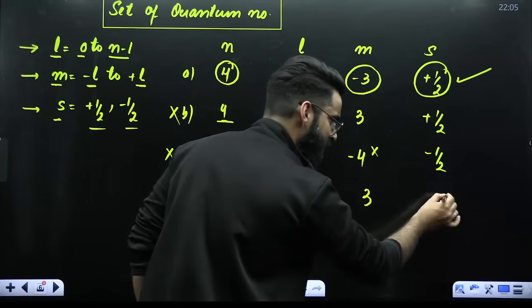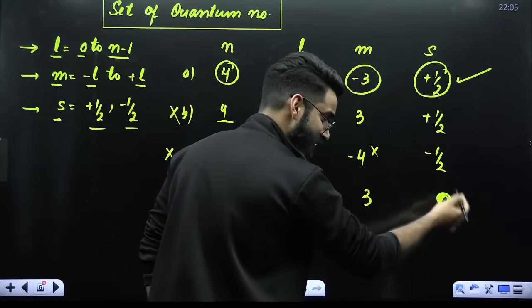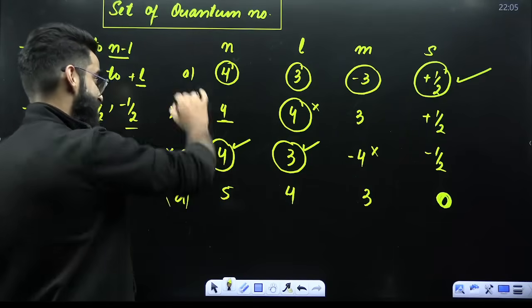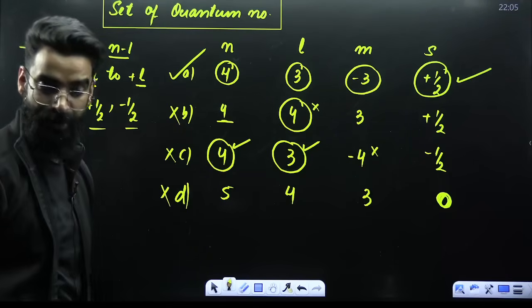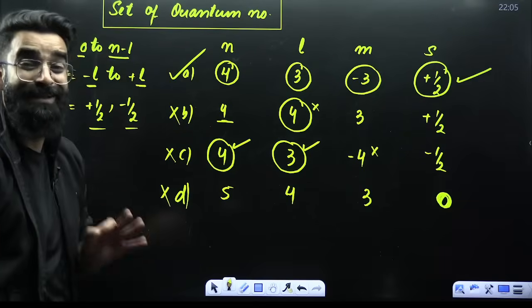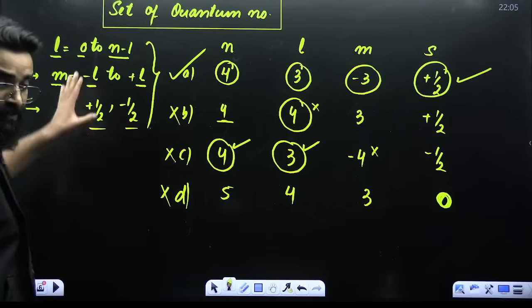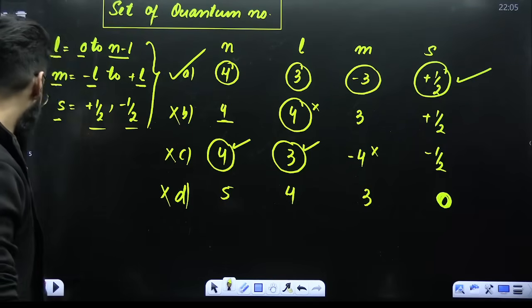Last one, spin quantum number value is coming out to be 0, right? But we know spin always has two values only, either +1/2 or -1/2. So there is only one option that is going to be correct among all. So this is how you are going to tackle this sort of a question based on these three things. If you remember these three things, you're sorted over here.